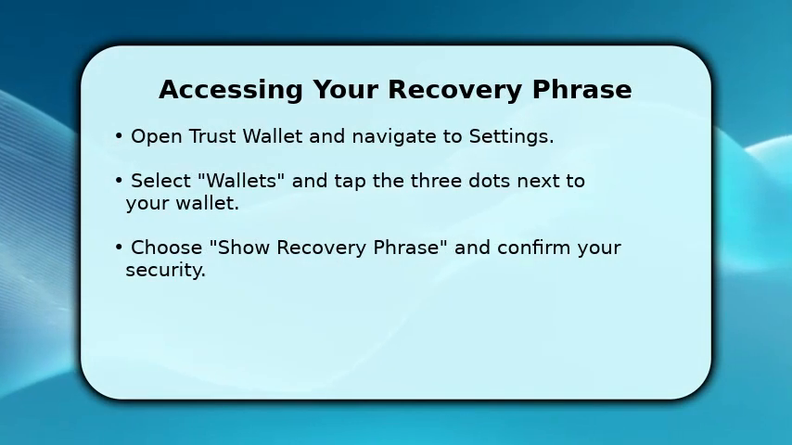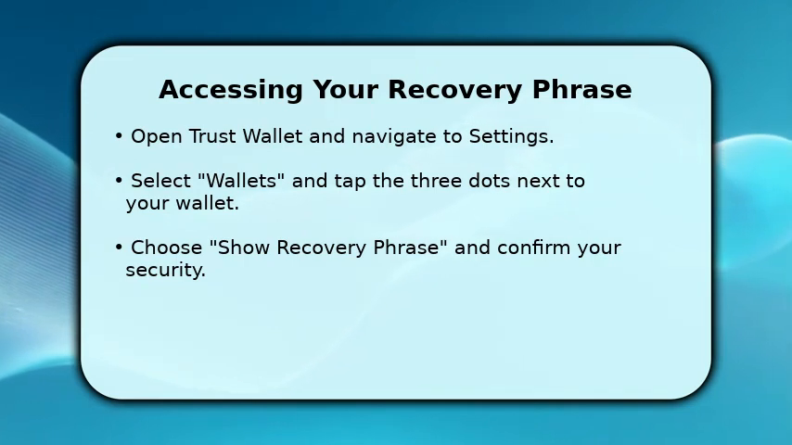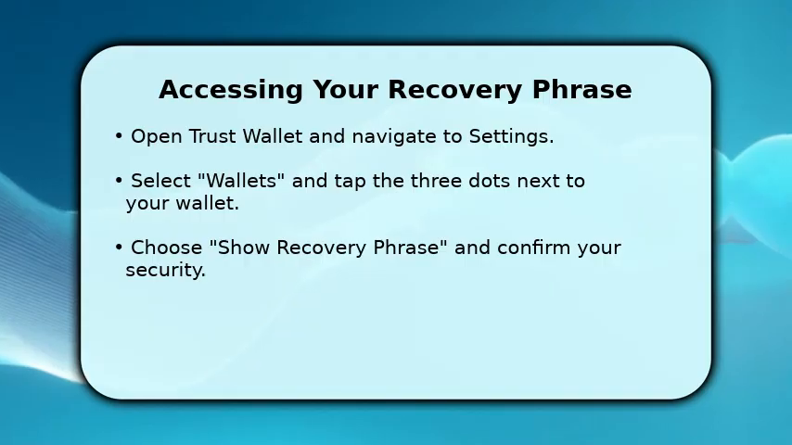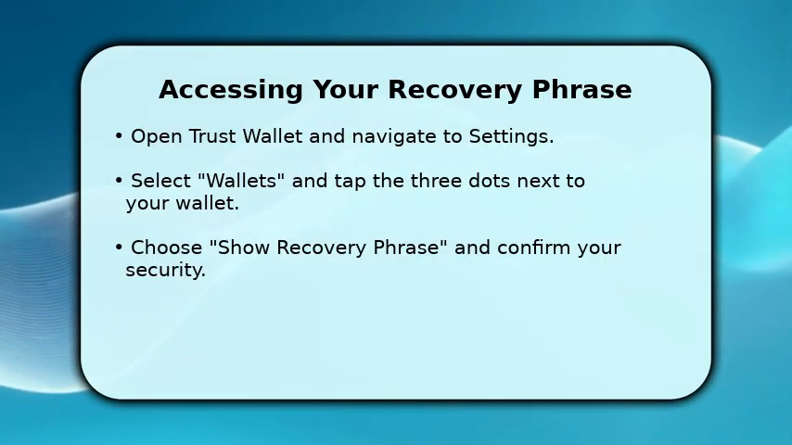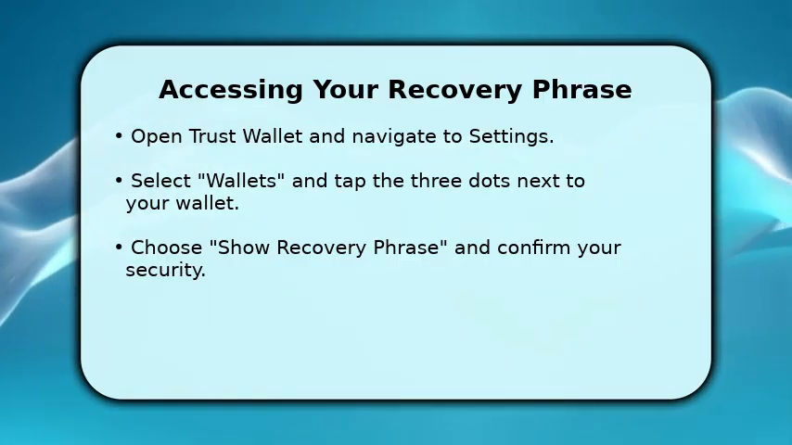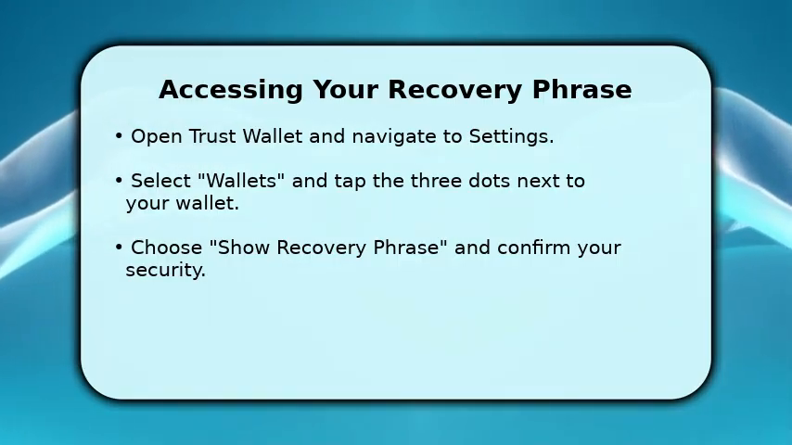To access your recovery phrase, open your Trust Wallet app. Go to the Settings tab, usually found in the bottom right corner. From there, select Wallets and then tap the three dots next to the wallet you wish to back up. You'll see an option labeled Show Recovery Phrase. After confirming your security, like a passcode or biometric scan, your 12-word phrase will be displayed.